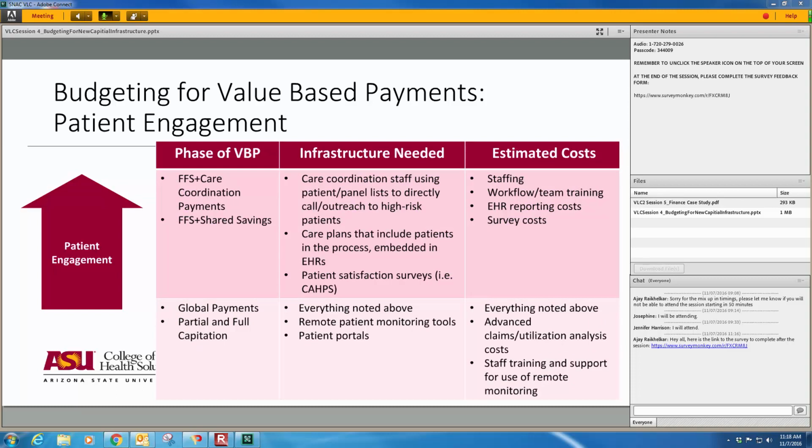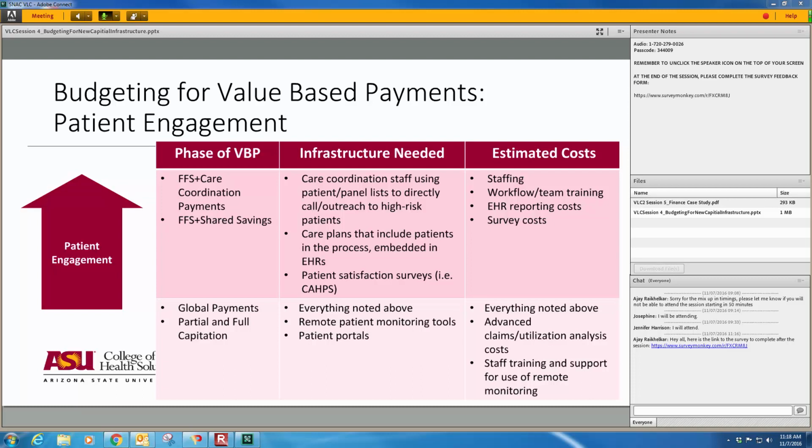So again, we probably can have processes that build off what we've done for things like care coordination and shared savings, where you have care coordination staff that are really using those patient and panel lists to directly do some outreach to high-risk patients. Again, embedding into our care plan some specific things for patients to respond to, and then some kind of patient satisfaction survey. Again, your costs there are going to be around staffing and training and EHR reporting costs, and if there are any costs associated with the collection and the analysis of the surveys themselves.